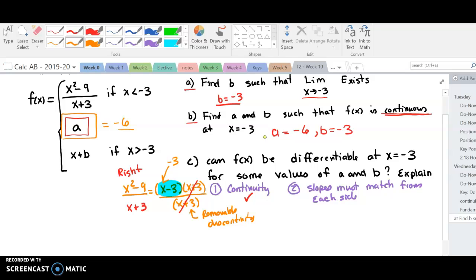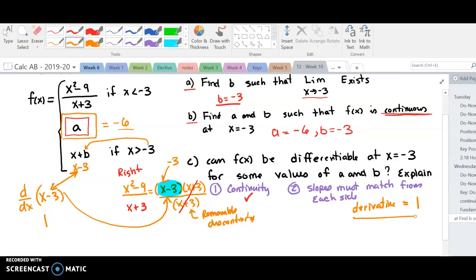So really, we're just looking at the derivative with respect to x of x minus 3. That's what's left after we factor out our hole. The derivative of this is 1. So was the derivative of the right side, because when I plugged in b equals -3, this was also x minus 3. These are the same thing. This is just a line, so of course it's differentiable, because on both sides the derivative equaled 1. Just a review of everything required for differentiability.